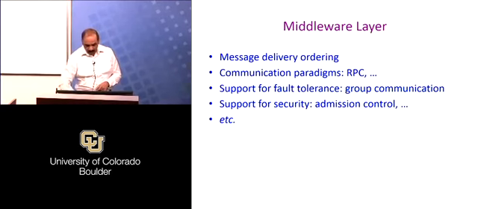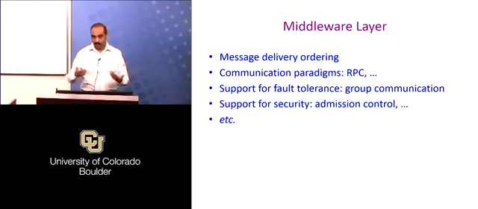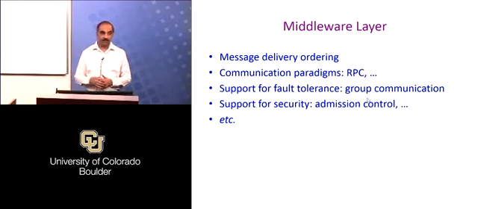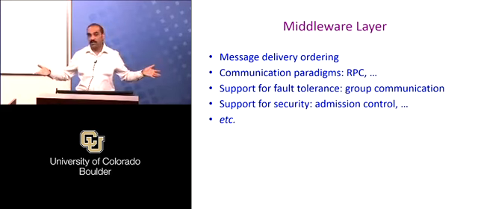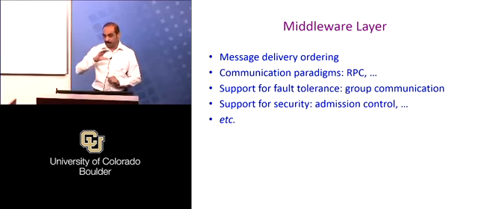The middleware is actually much more than simply providing ordered message delivery. It can implement many other kinds of services, for example fault tolerance. You might want to have redundancy in your distributed system where you can tolerate failure of a server, and so you want to implement some service. That's an example of a middleware layer.